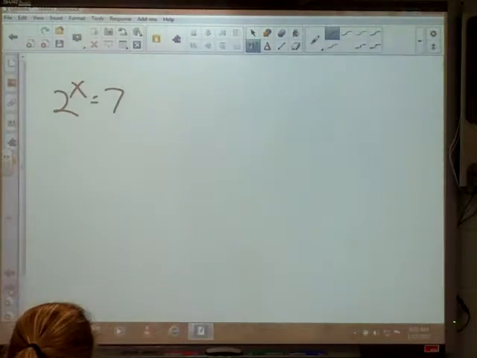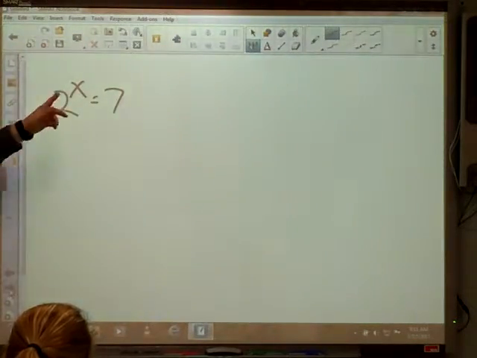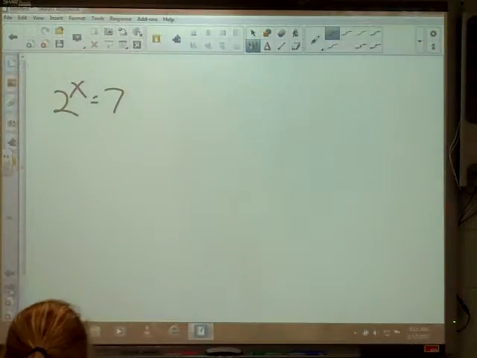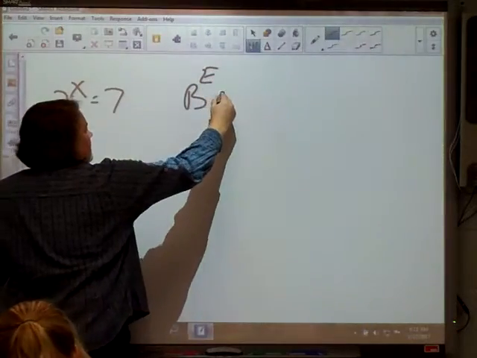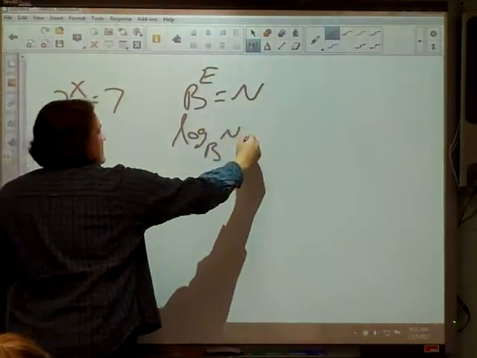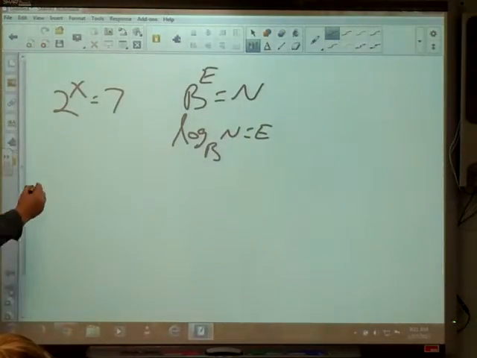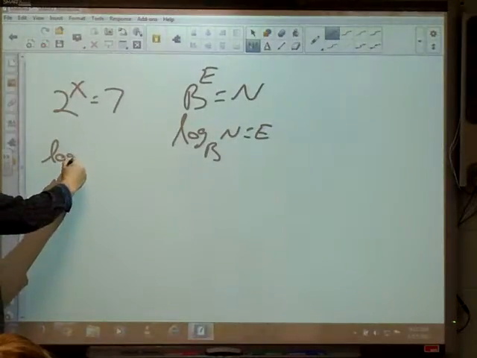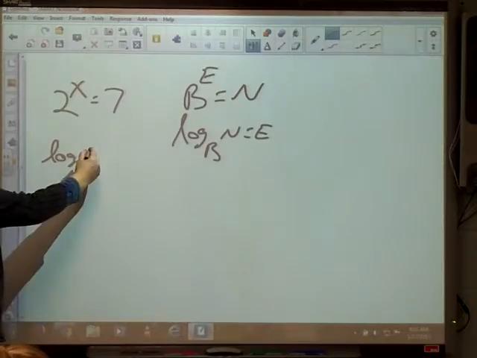As it's written, is this exponential form or logarithmic form? It's exponential because we have an exponent. Remember that? So I'm going to rewrite that in logarithmic form, going from this to this. So I'm going to have log. What's my base? What's my number? What's my exponent?